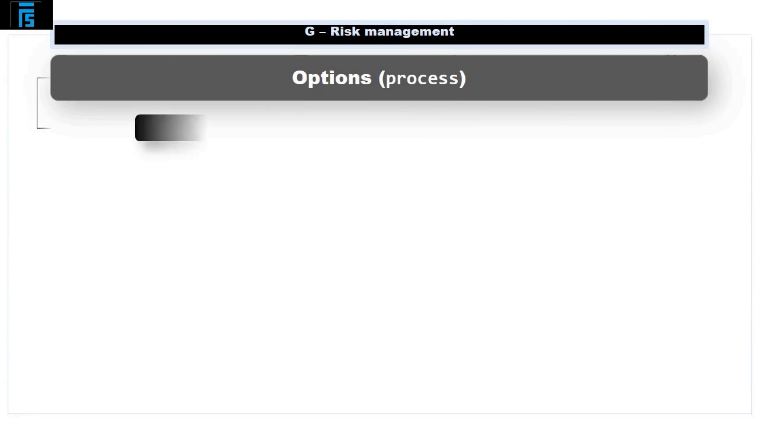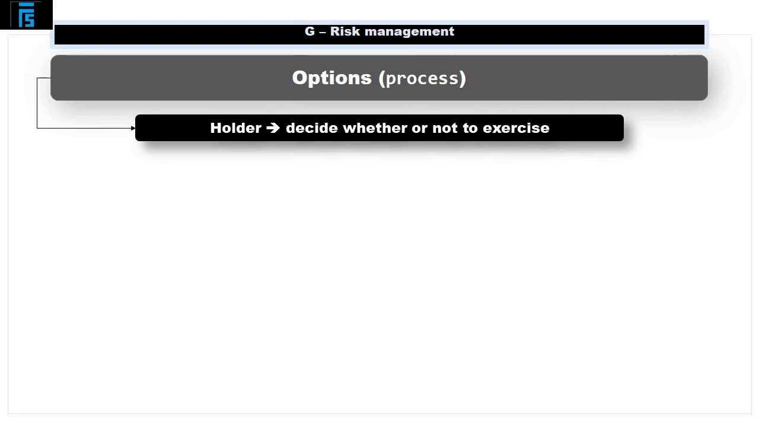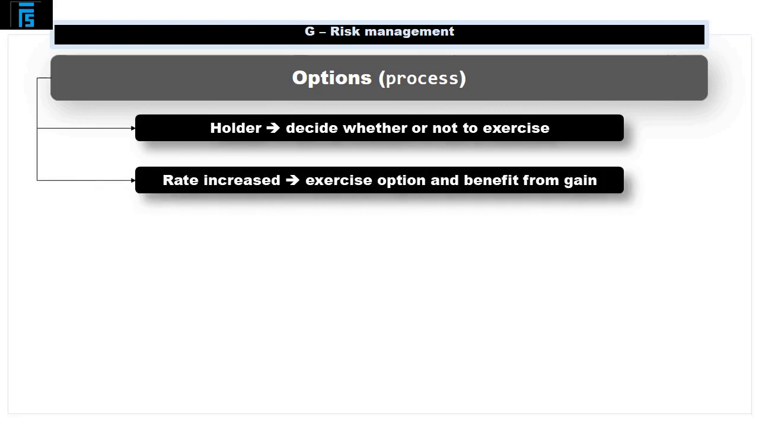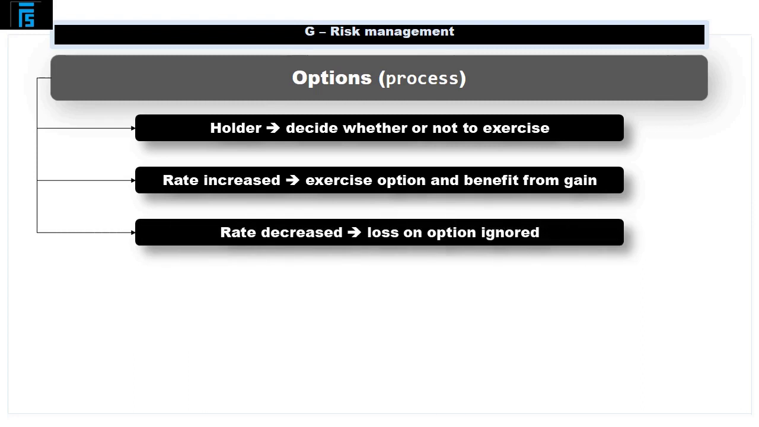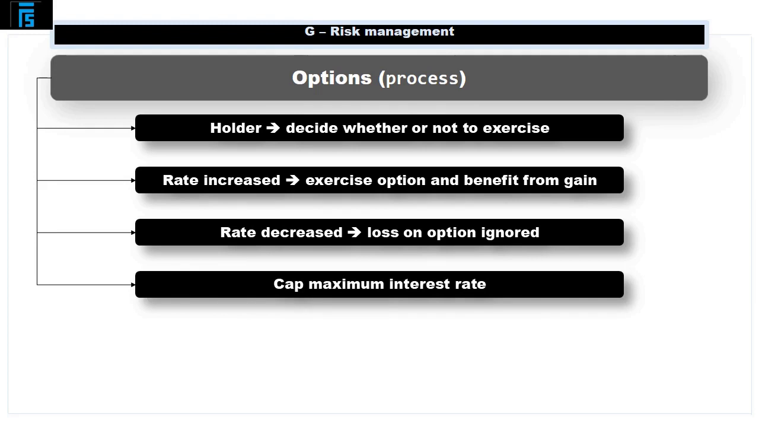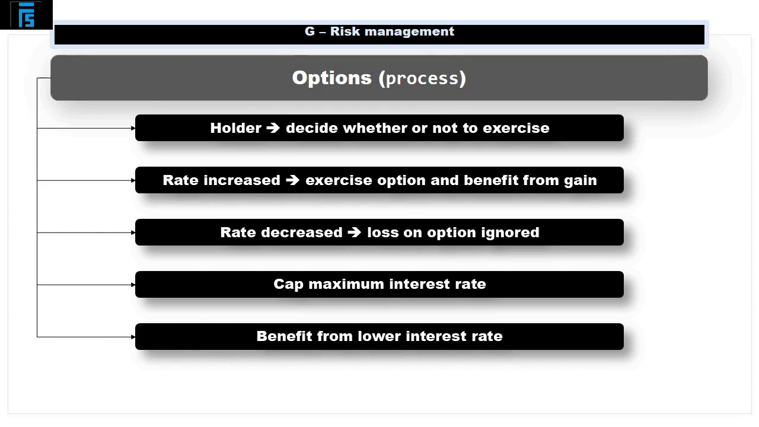Under an option, the holder can decide whether or not to exercise the option. This means that if the loan cost has increased, the company will exercise the option, thereby benefiting from the gain and reducing the effective loan cost. Conversely, if the loan interest has decreased, the loss on the option will be ignored. Accordingly, an option enables the company to cap the rate of interest payable at a maximum while still being able to benefit if the rate goes down.